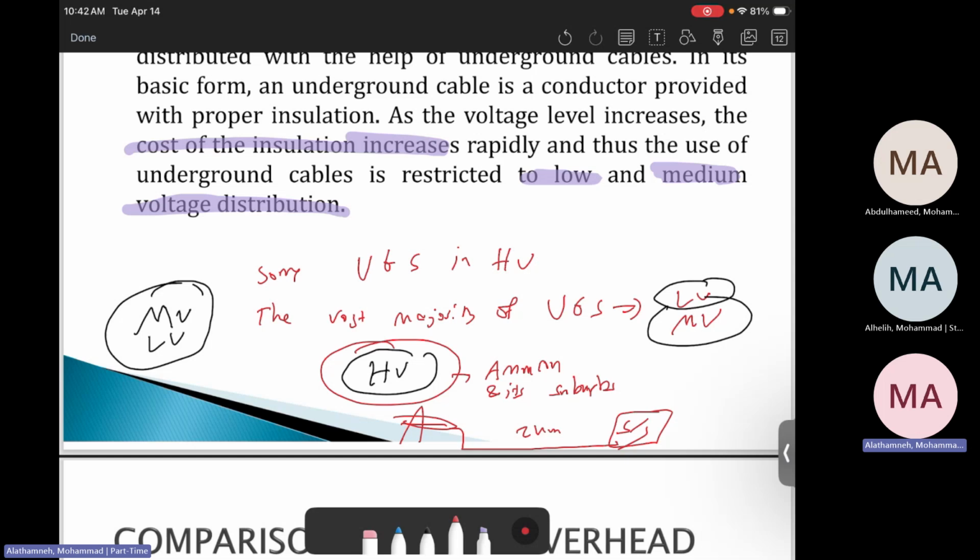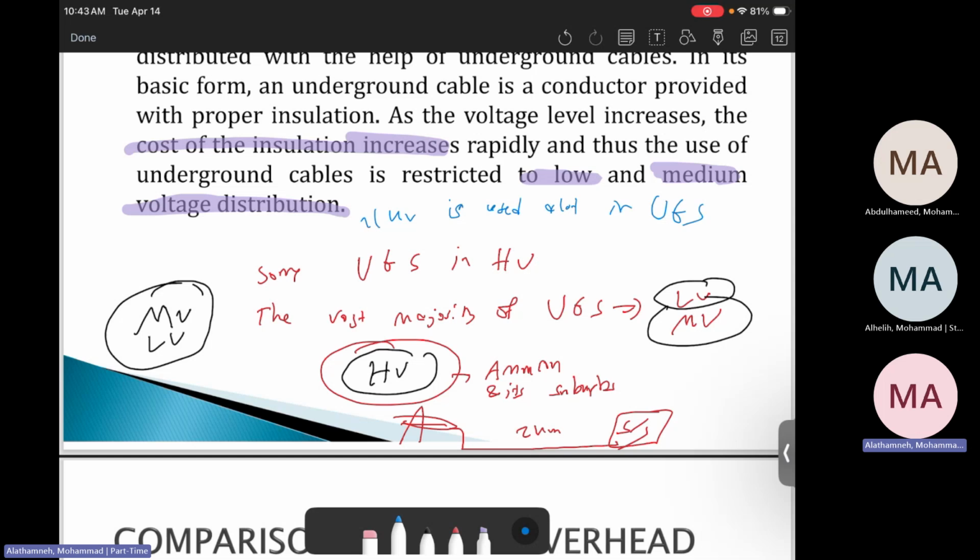We just see them in low voltage and medium voltage. But I would say they are most common in medium voltage. The vast majority of underground cables in Jordan are related to medium voltage, which is, I would say, 11 kilovolts, more than 33 kilovolts. So 11 kilovolts is used a lot in underground systems, underground cables.